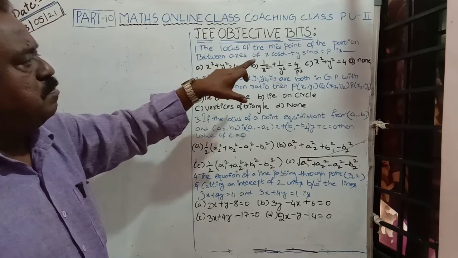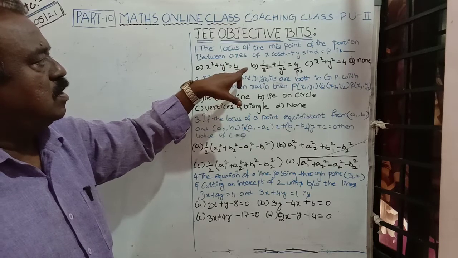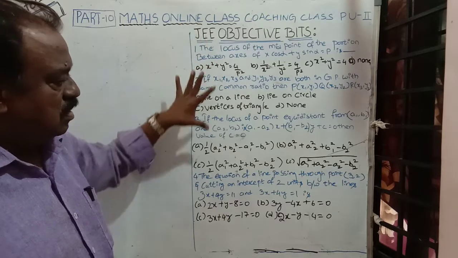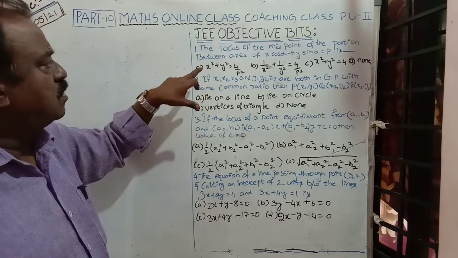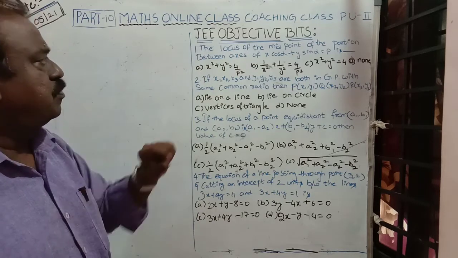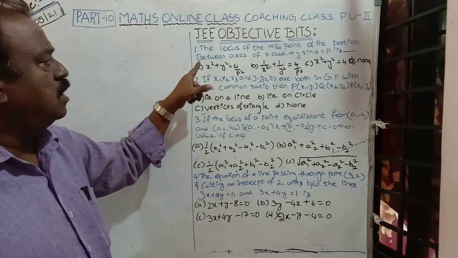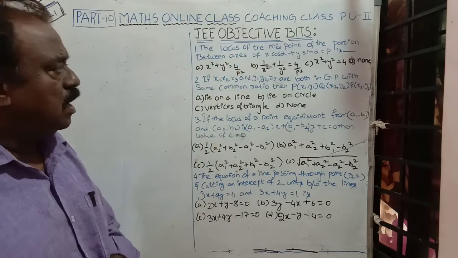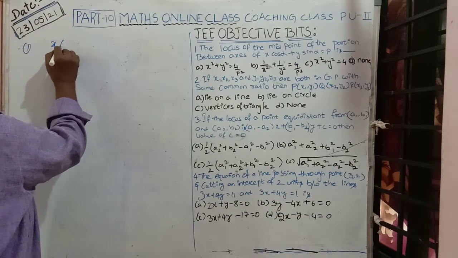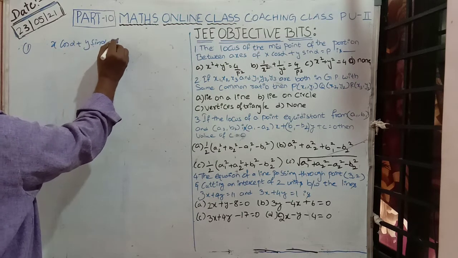The locus of the midpoint of the portion between the axes of the line. Very simply it is given. All these problems are asked in the previous papers. The locus problems are of different concepts. The locus of the midpoint of the portion between the axes of the line. Here the line is x cos alpha plus y sin alpha is equal to p.